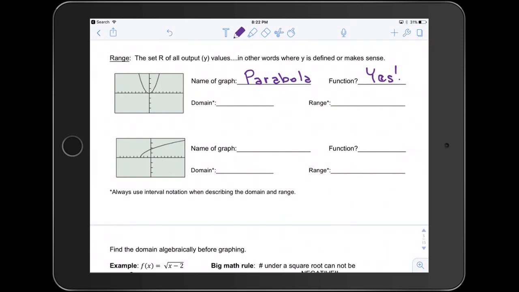Now, the domain. I know in advanced algebra you were taught that the domain is all real numbers. And you know what, that is great for advanced algebra, but we kind of put you up a bit. So I'm just going to say this is what they expect in advanced algebra. But in pre-calc, here's what we expect you to do. We expect you to use interval notation. Notice this down here, it says always use interval notation when describing the domain and range. This is because you're in pre-calc, and we have to get you used to that notation.